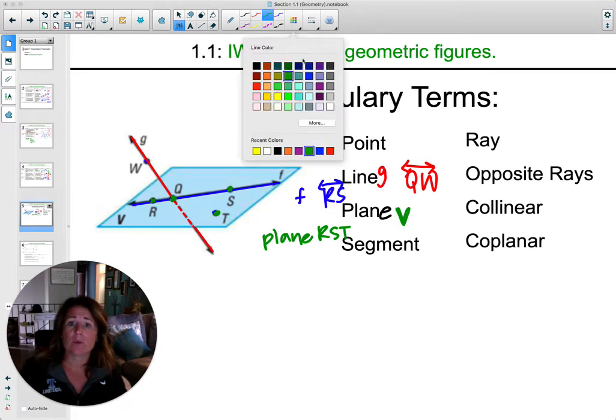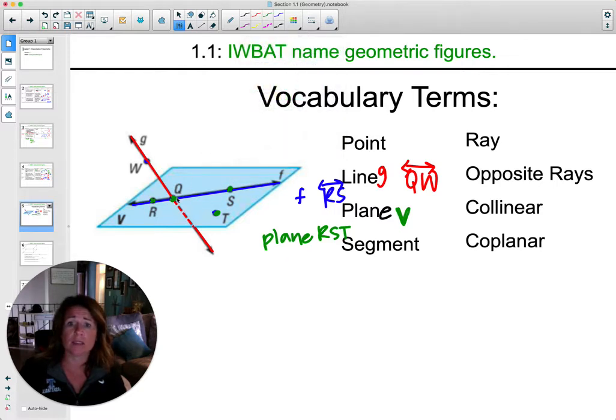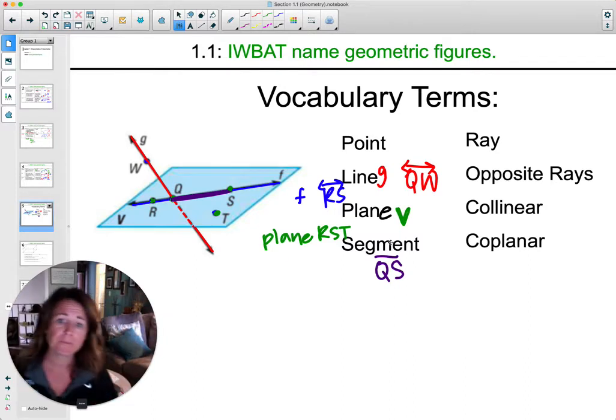For a segment, remember a segment is part of a line. So if we're only wanting a portion of either of these red or blue lines, so if you were to name a segment, like I could name this segment right here, if I'm just naming that purple segment, I would use the endpoints, Q and S, and then just draw a segment above it. There's a ton of them in here, okay, just any little portions. Make sure when you draw out a segment, you just don't use arrows on the ends.